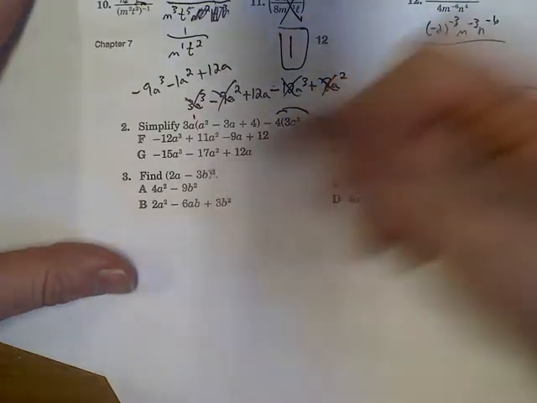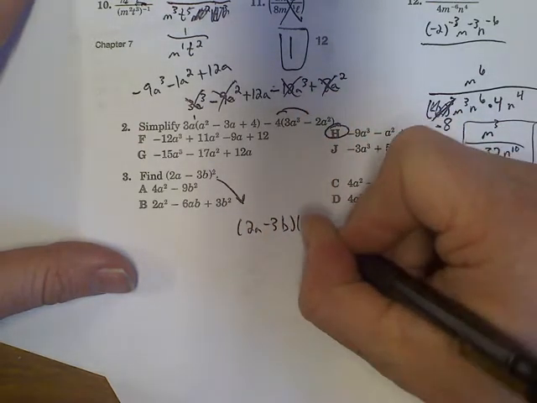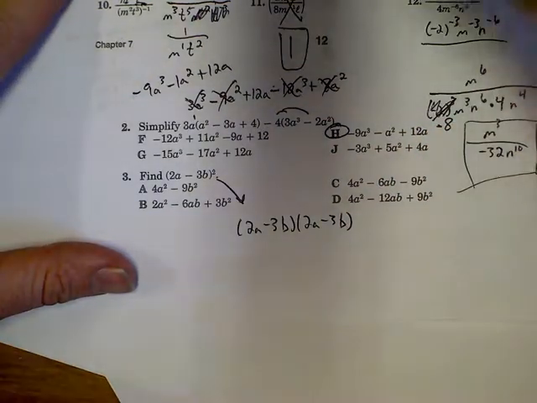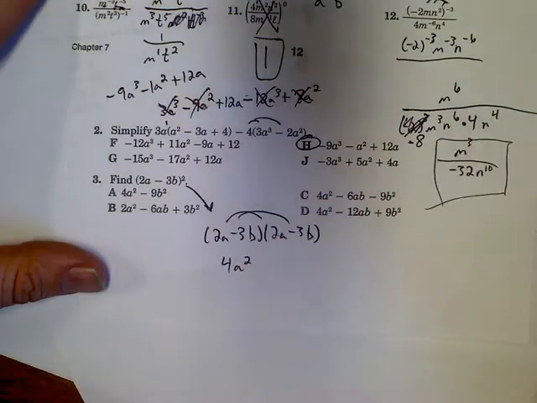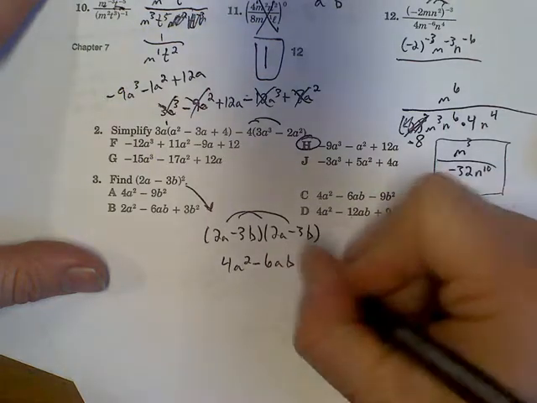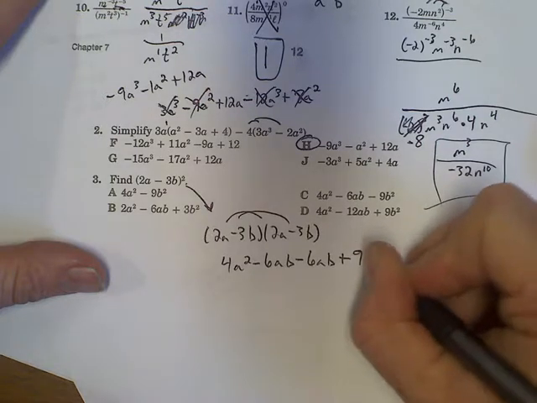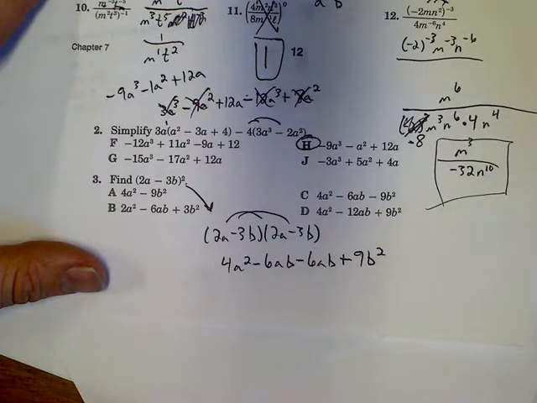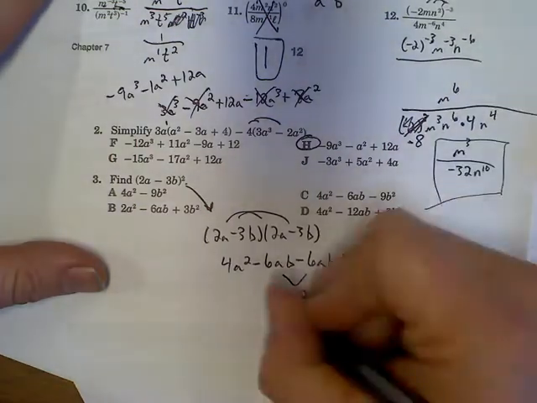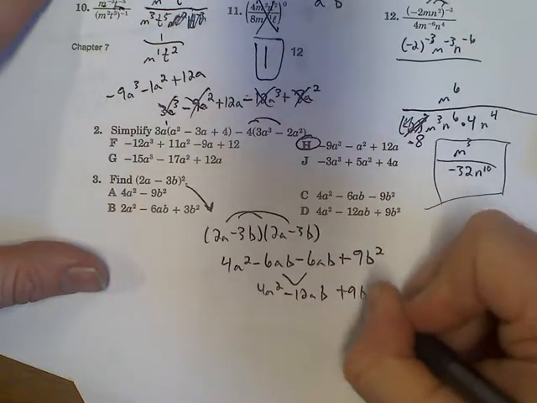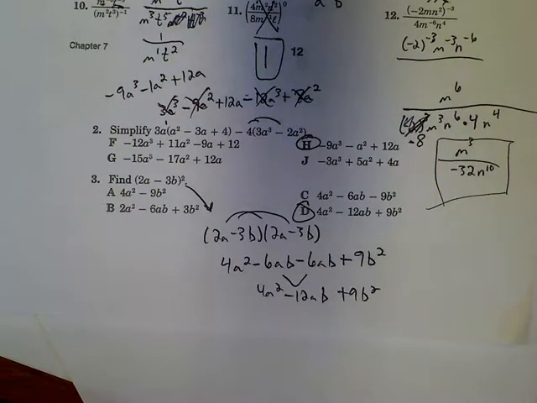I told you that we cannot distribute this. This actually literally becomes 2a minus 3b, parenthesis 2a minus 3b. If I go ahead and distribute, this would be 4a squared minus 6ab minus 6ab plus 9b squared. I can combine my like terms. This turns into negative 12ab. Bring down my 4a squared, bring down my 9b squared. So it would be D. And I'm done.